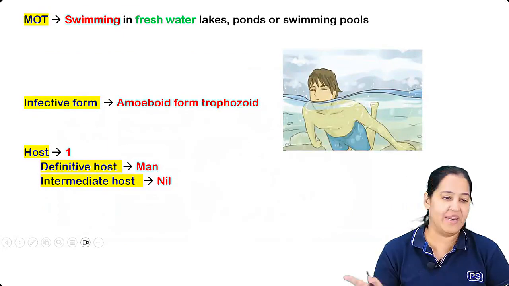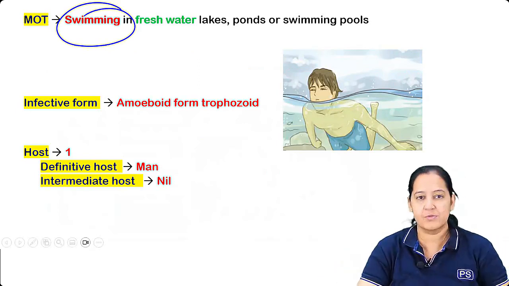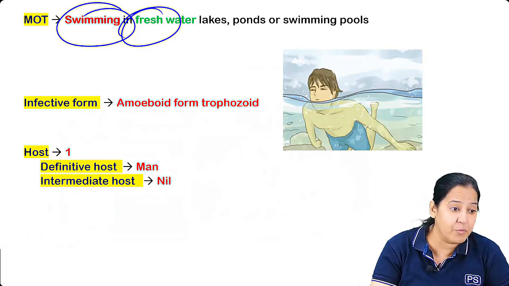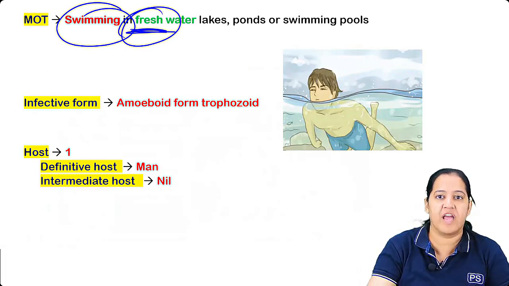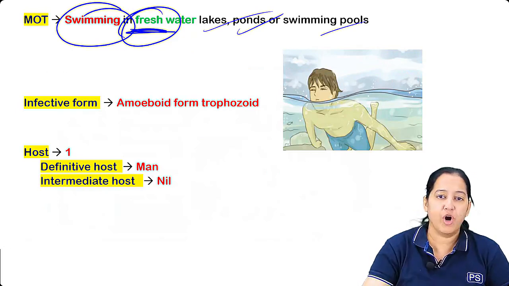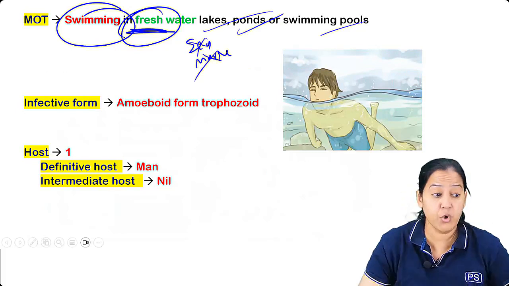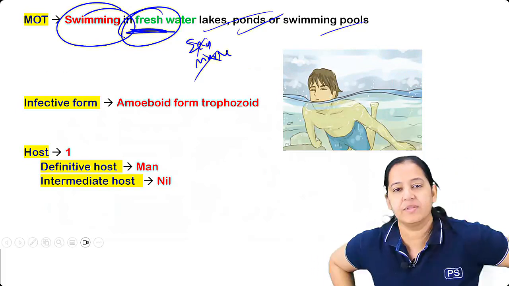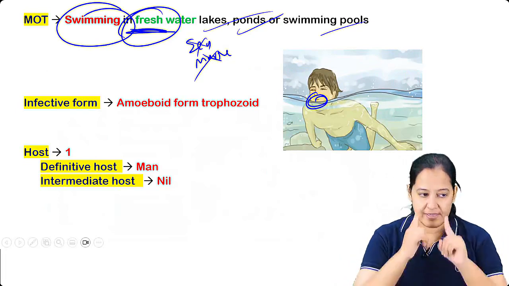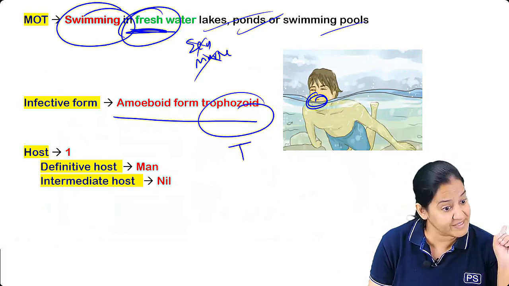Mode of transmission is very unique. It enters the human body via swimming. Hannah, do you swim? Swimming in fresh water, not in the sea, not in marine water. Fresh water can be pond, lake, swimming pool, anywhere. But it should be a fresh water body. It should not be sea, not marine, not salty water. It is in fresh water. So that is the swimming. Via swimming, it enters via nose. So whenever we swim, it enters via nose. Which is the infective form? The amoeboid form of the trophozoite. It's trophozoite, not cyst.